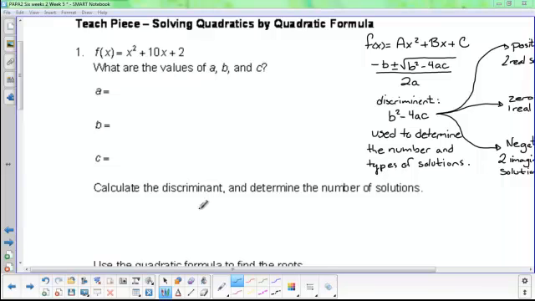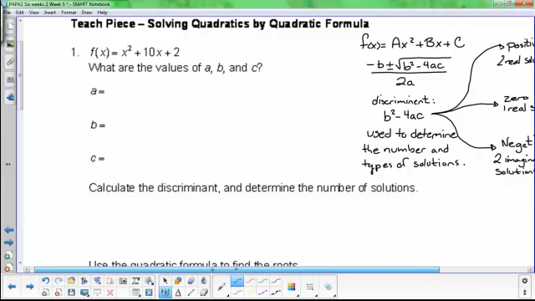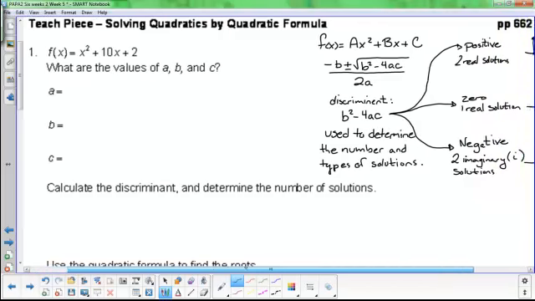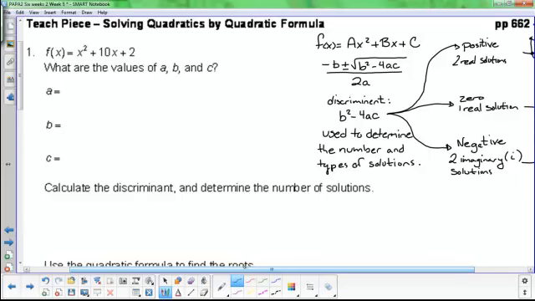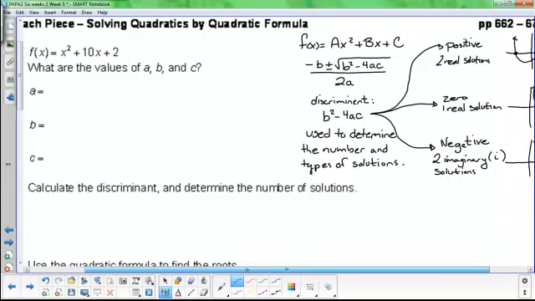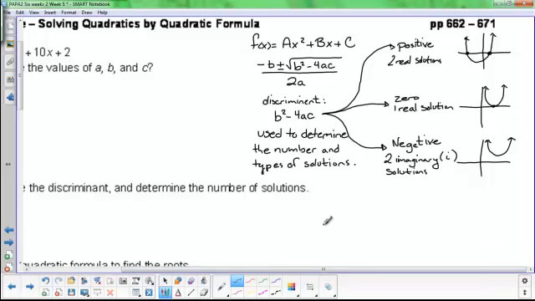Solving quadratics by using the quadratic formula. Today we're going to look at a different way of solving quadratics. So far you've learned about factoring. Another form you've used is completing the square. And now what we're going to use is the quadratic formula.